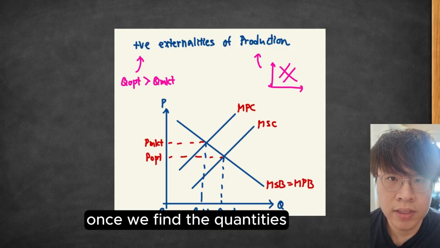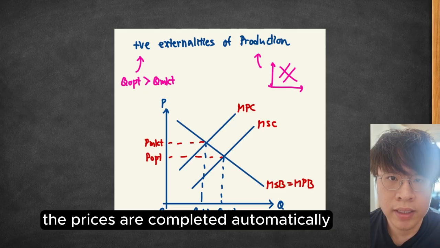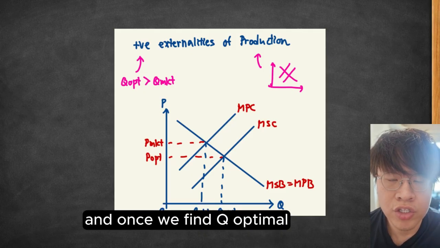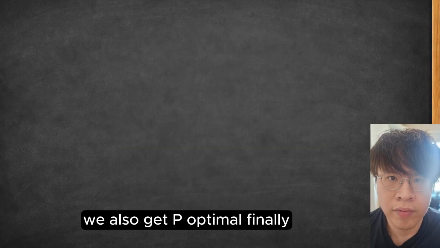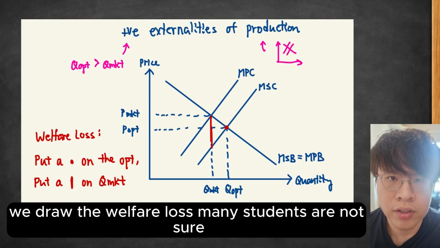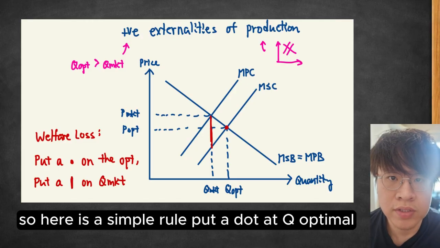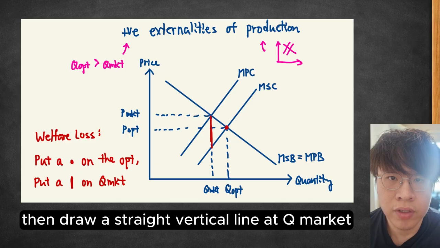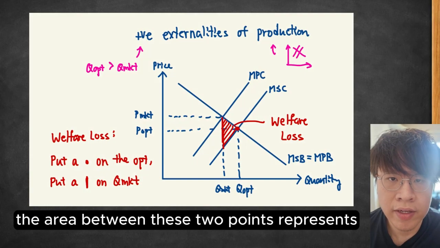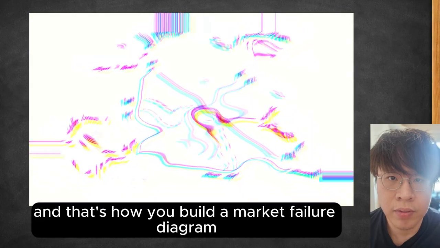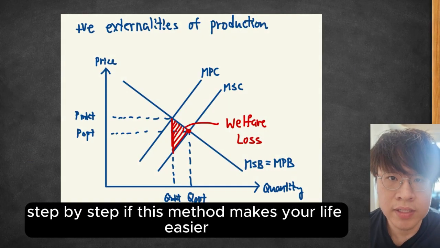Once we find the quantities, the prices are completed automatically. If there is a Q market, then there must be a P market, and once we find Q optimal, we also get P optimal. Finally, we draw the welfare loss. Many students are not sure how to draw welfare loss correctly, so here is a simple rule. Put a dot at Q optimal, then draw a straight vertical line at Q market. The area between these 2 points represents the welfare loss. And that's how you build a market failure diagram, step by step.